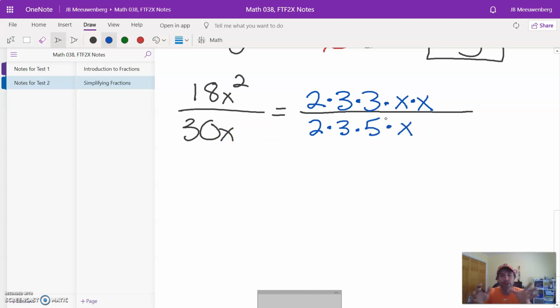So pause and stare at this. If you're all confused, stare at this. Go back and listen to it again. Then we look to see what they have in common. So it's all multiplication, it's all prime numbers. Now I can remove common factors. I can remove 2's, I can remove 3's, and I can also remove an x from the top and an x from the bottom because they're the same number. I just don't know which number.